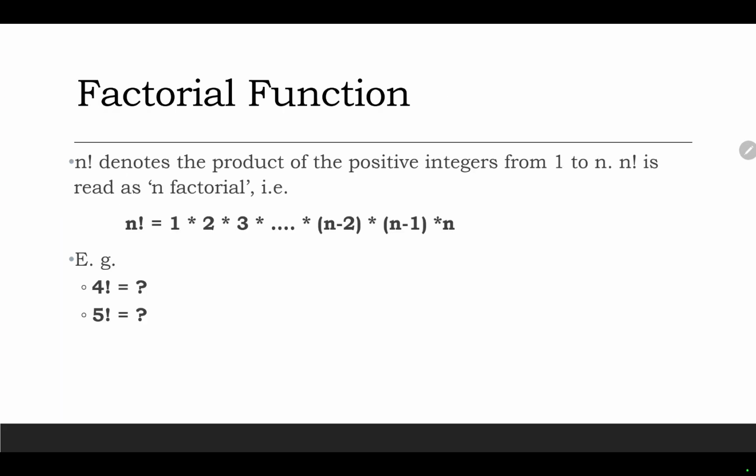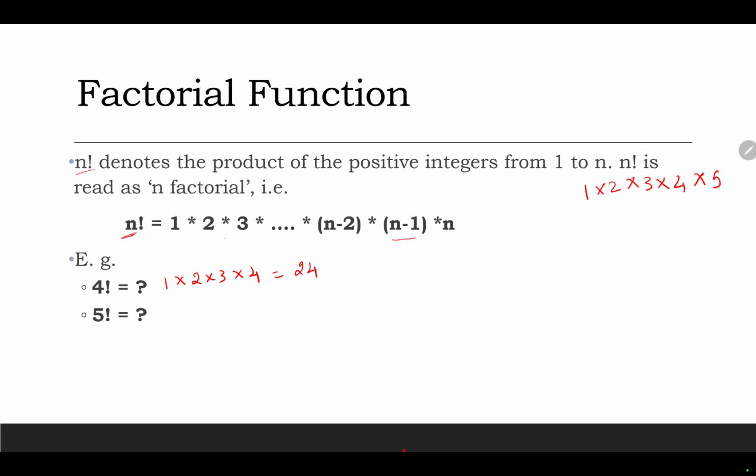For example, here we have taken n factorial. So what is the meaning of n factorial? That is 1 into 2 into 3 into 4 into 5, right? We can write n factorial is equal to 1 into 2 into 3, and so on. We don't know the n value, right? So up to n minus 2, n minus 1, into n. Here, what is 4 factorial? We can write 1 into 2 into 3 into 4. So what is the value? It is 2 into 3, 6, 6 into 4, it is 24.